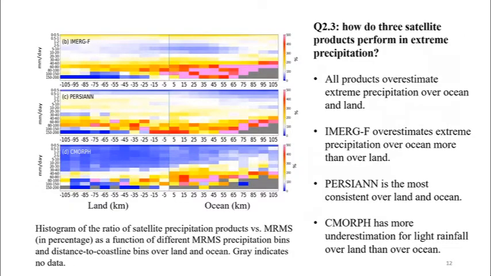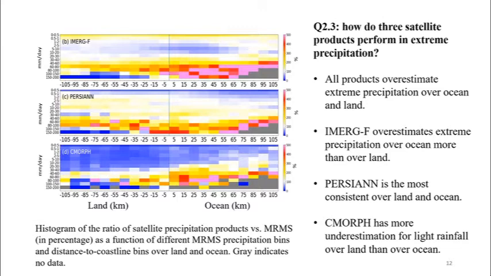And of course, another important topic would be this satellite product's performance for extreme precipitation. Therefore, here we show the histogram of the ratio of satellite products versus radar precipitation in percentage, indicated by color, as a function of different radar precipitation bands for the y-axis, and the distance to coastline over land and ocean is the x-axis. And the x-axis number indicates the distance in kilometers.